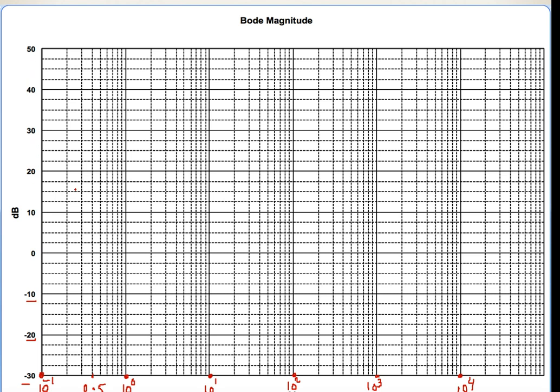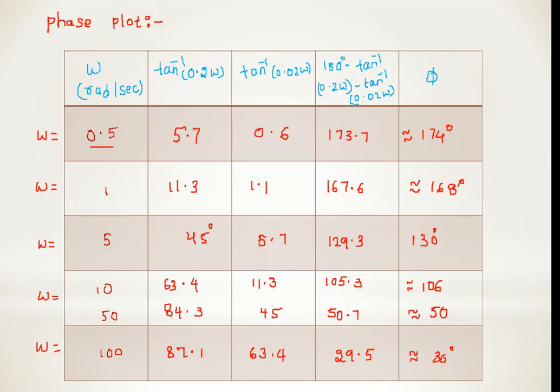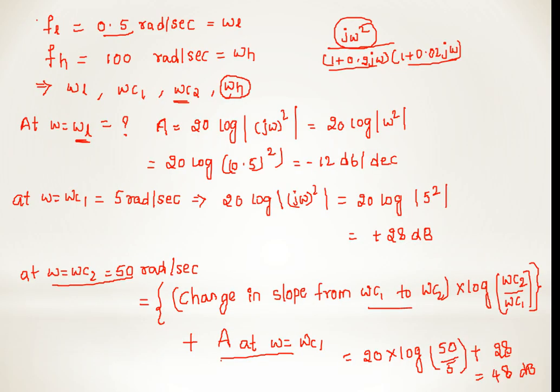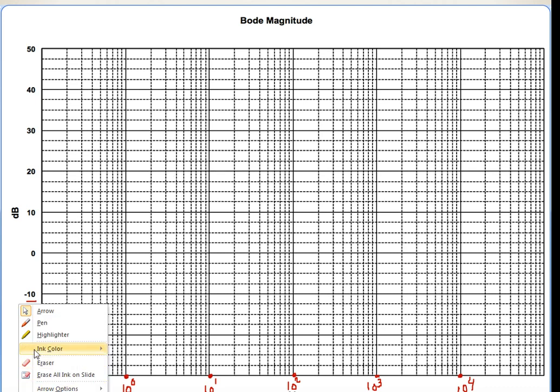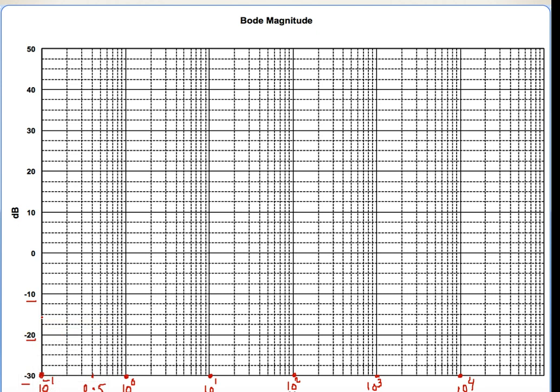So first, when omega equal to 0.5, what is the magnitude you are getting? When omega equal to 0.5, the magnitude is minus 12 decibels. I will mark all these points on the graph sheet. Minus 12 means somewhere here. I am assuming this is minus 12. So when omega equal to 0.5, the magnitude is minus 12 decibels.